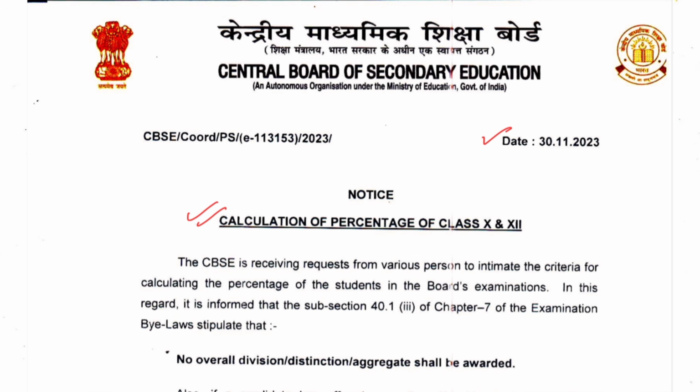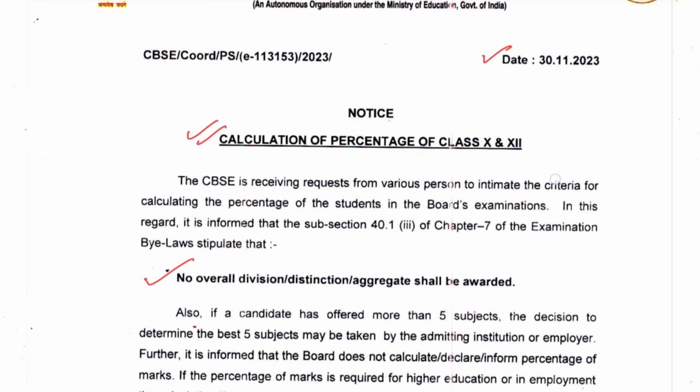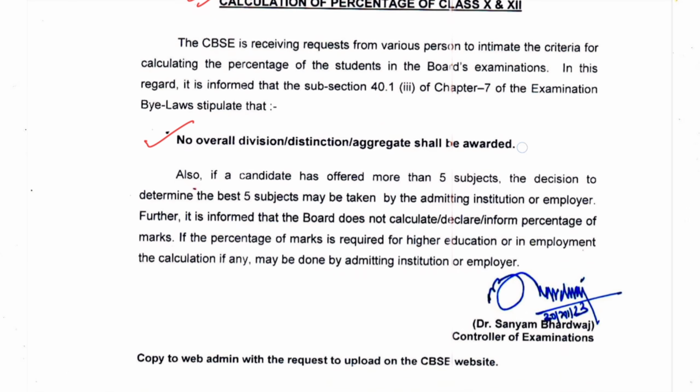As per this circular or notification, no overall division or distinction or aggregate shall be awarded. This means CBSE does not officially declare your percentage. Then how is percentage calculated? Many students think CBSE gives percentage directly, but the truth is CBSE only provides subject-wise marks in your mark sheet. If you need percentage for any purpose, then percentage is calculated by the admitting institute or employer.